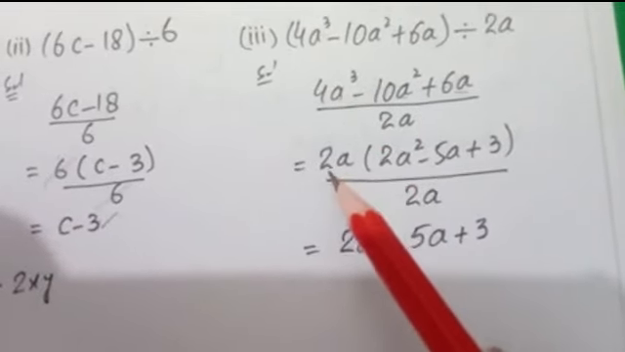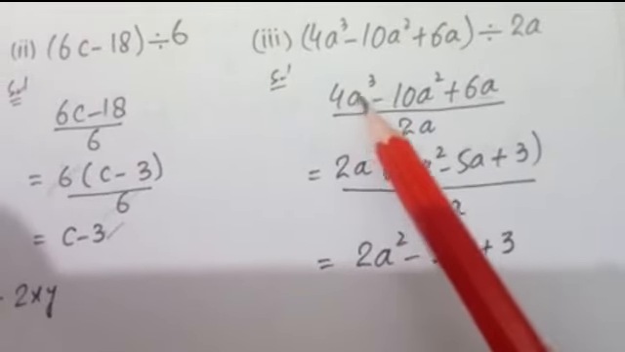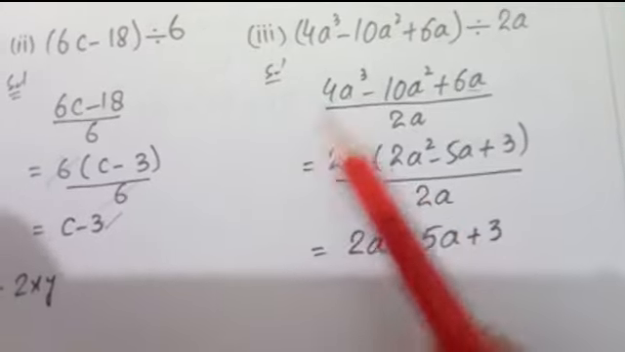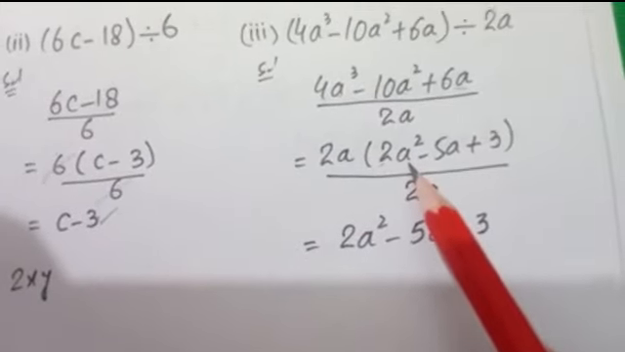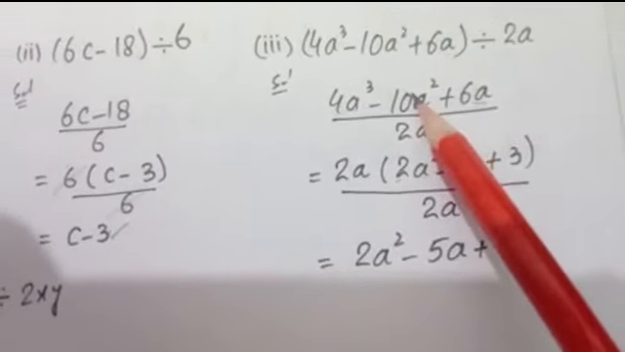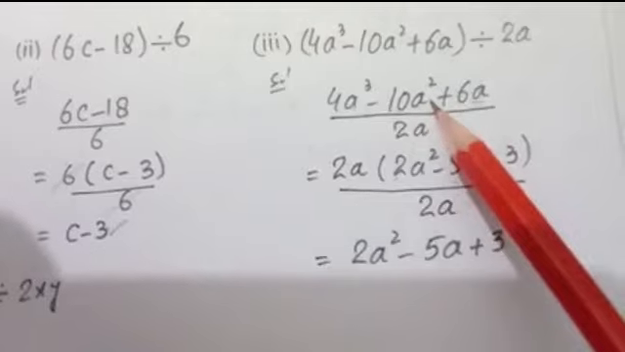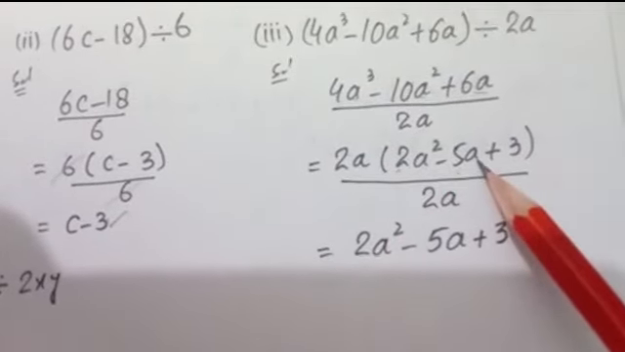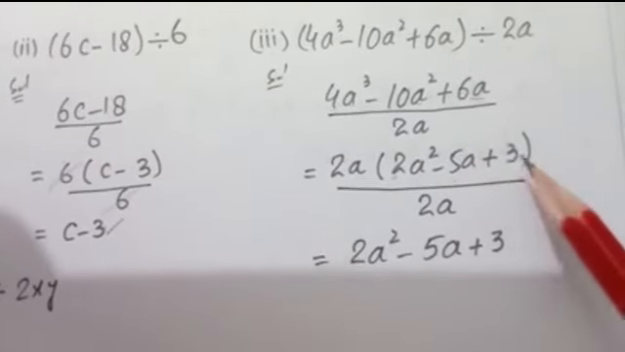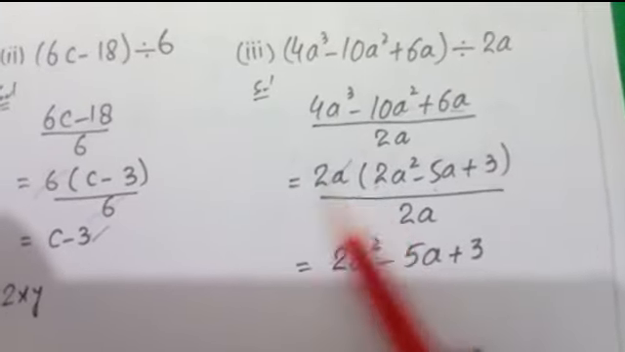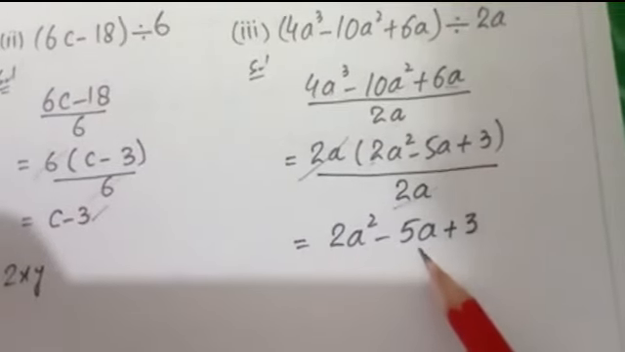So we take common 2a. Now when we take common 2a from 4a cube, we are left with 2, 2 2s are 4, and from a cube we have taken 1a common, so we are left with a square. Similarly, from minus 10 we have taken common 2, we are left with 5, and from a square we have taken 1a common, so we are left with just a. And from 6a, a is taken common, 2 3s are 6, we are left with 3. Now cancel these two terms, so the remaining expression is the answer: 2a square minus 5a plus 3.